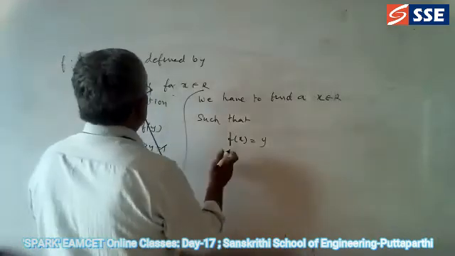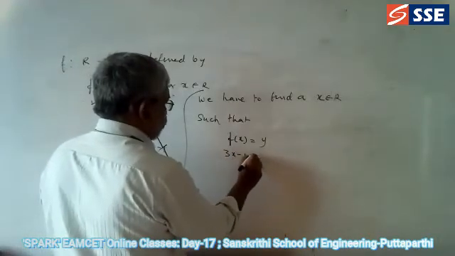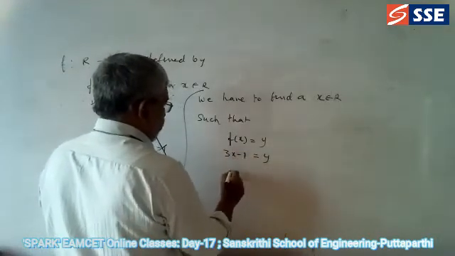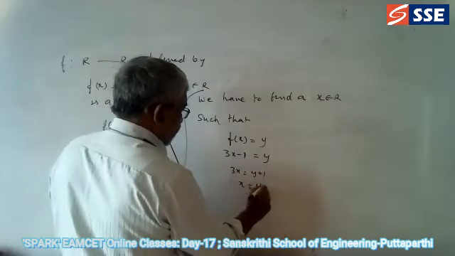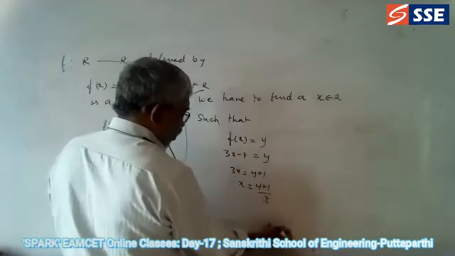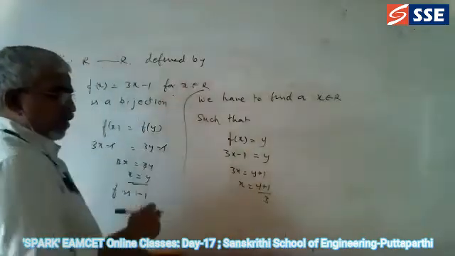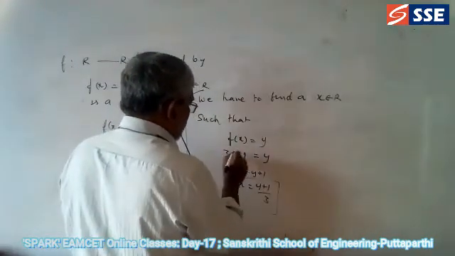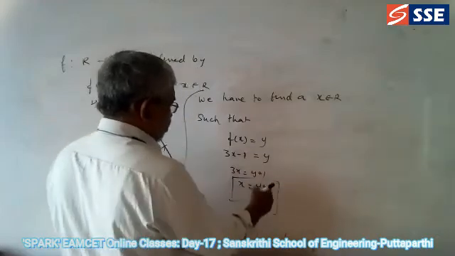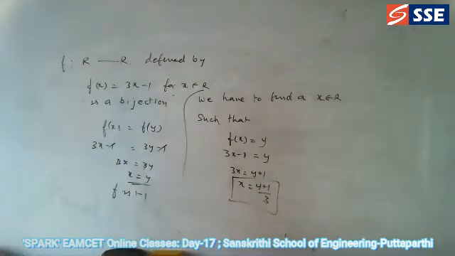But what is f of x? 3x minus 1 is equal to y. So 3x is equal to y plus 1. So x is equal to y plus 1 by 3. So we have proved that an element here has a pre-image. If 3x minus 1 is equal to y, then x is equal to y plus 1 by 3.